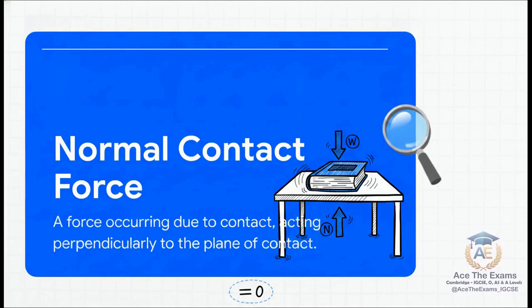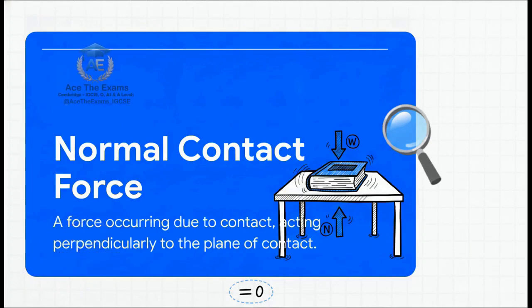Well, it's what we call the normal contact force. Let's define this really clearly. It's a force that occurs purely due to contact between objects, and it acts perpendicularly, or normal, to the plane of contact. The table pushes up on the book with this force, exactly matching the book's downward weight. But remember, this is Newton's first law at work here, creating an equilibrium where the resultant force is zero. It has absolutely nothing to do with the third law.